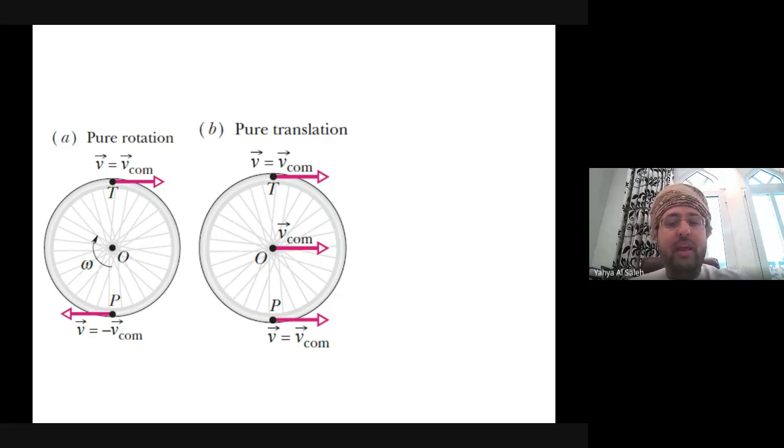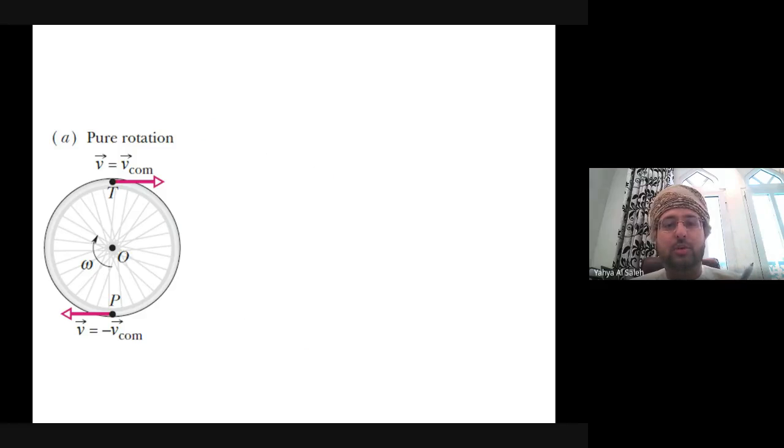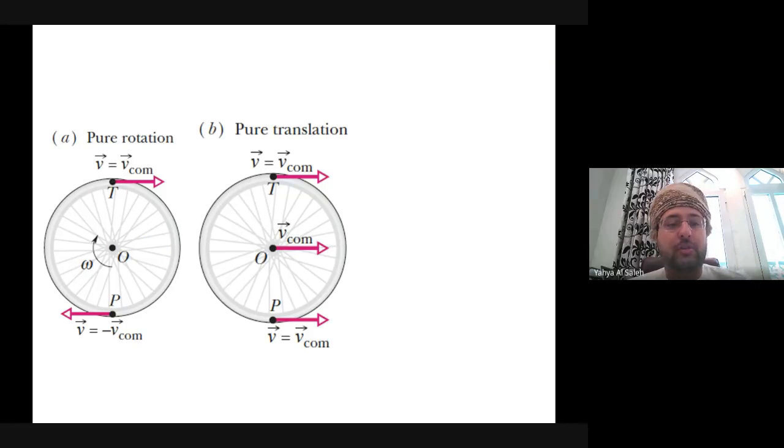Now we have agreed that VCOM is equal to S over T, right? So the velocity of the center point here is S over T, and here again is S over T. Now, this point P, when it's down here, its velocity is in the opposite direction to the movement because it's going in a circle. It's going that side. So its velocity is minus VCOM in pure rotation. And up there, it's plus VCOM. Okay, so far so good.